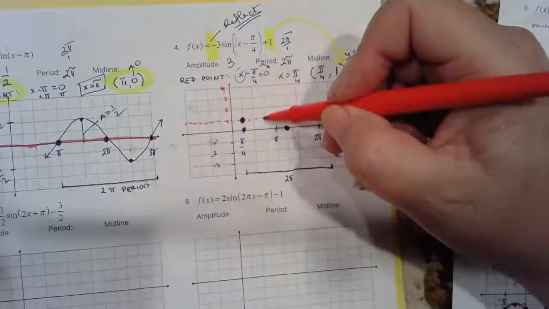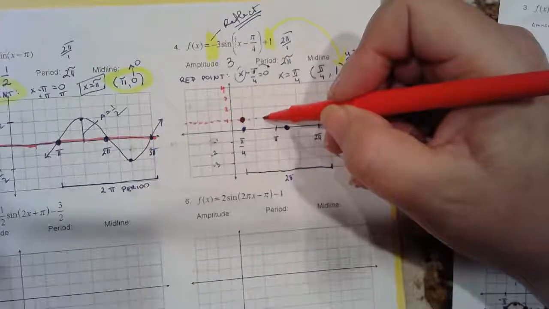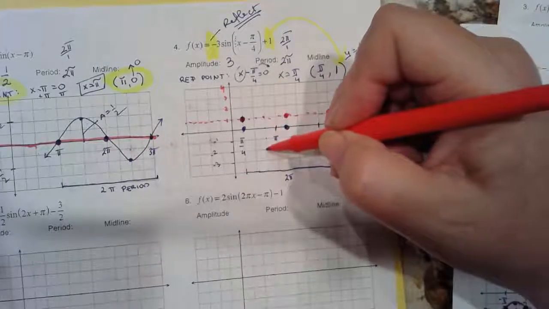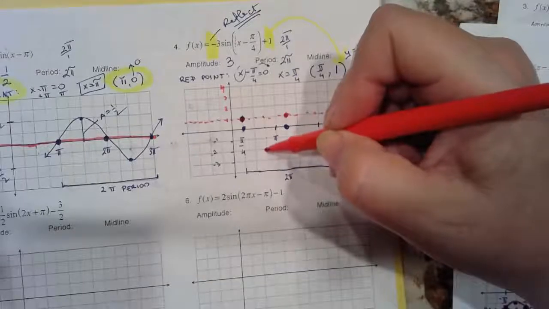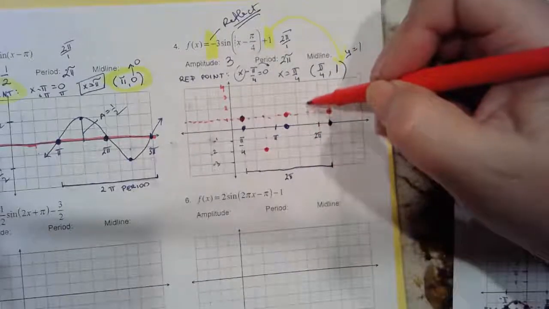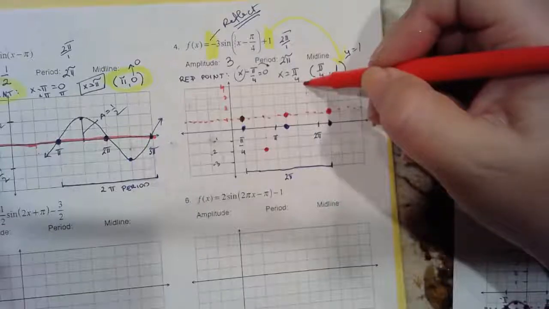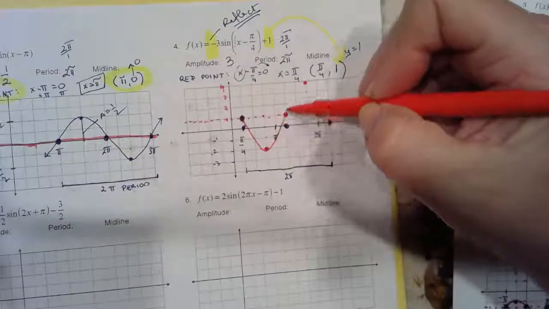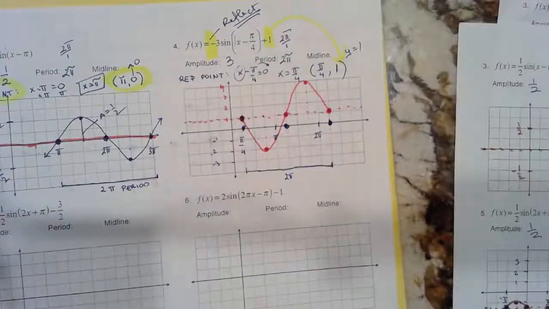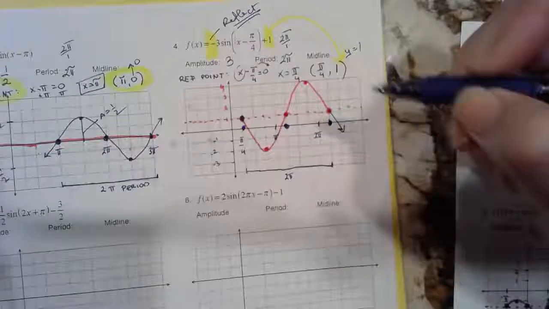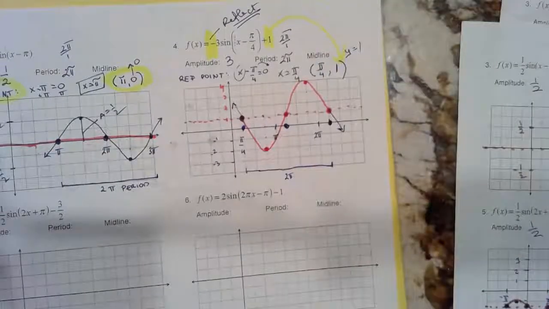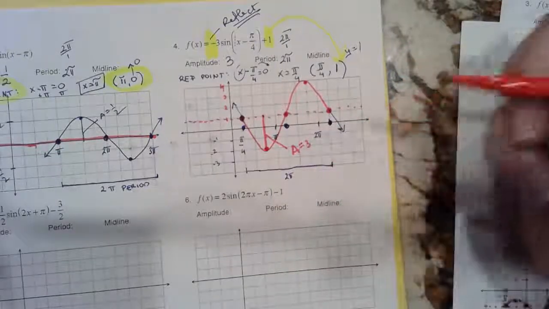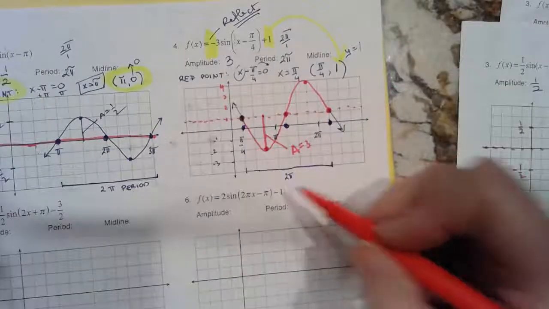Now, halfway, instead of up 3, I'm going to go down 3. So 1, 2, 3. And then halfway, I'm going to go 1, 2, 3 up. So you go down curve, up curve, and that's your graph, understanding that this continues. So your amplitude, this is your A, and your period is 2 pi.